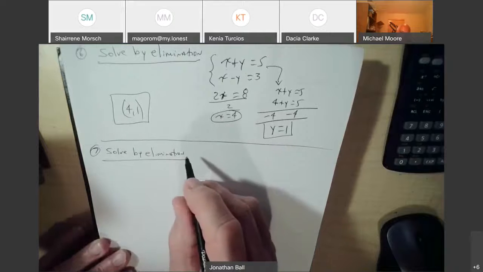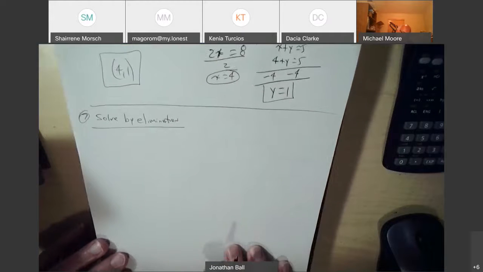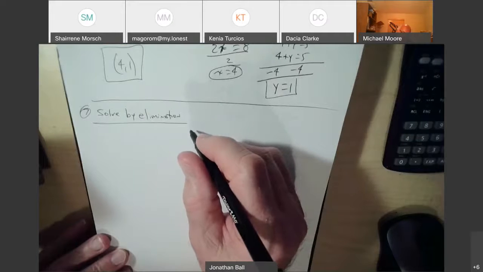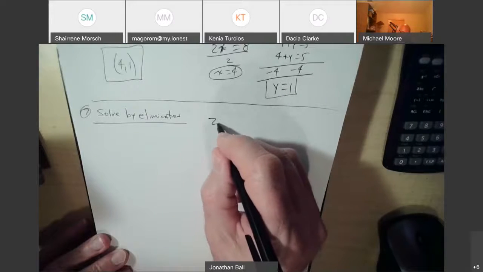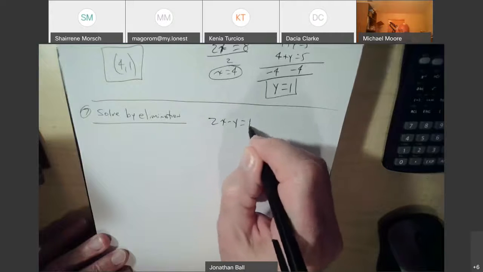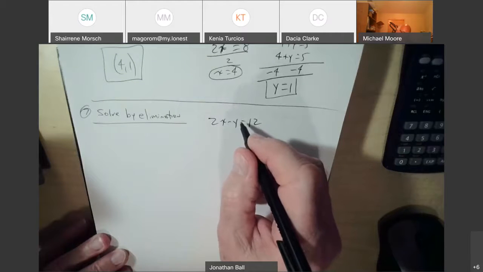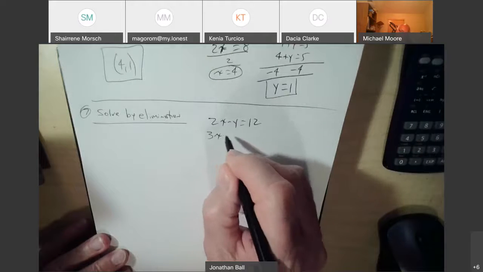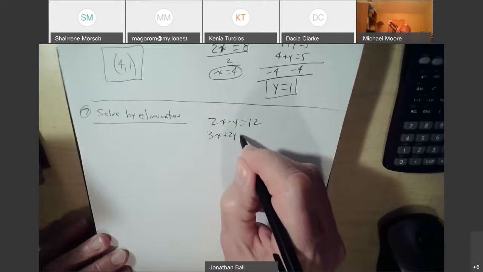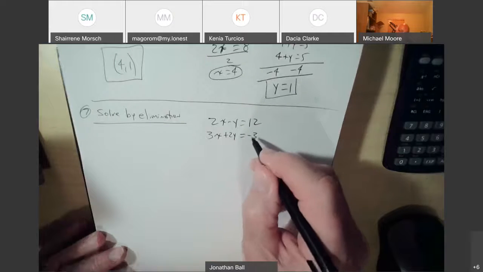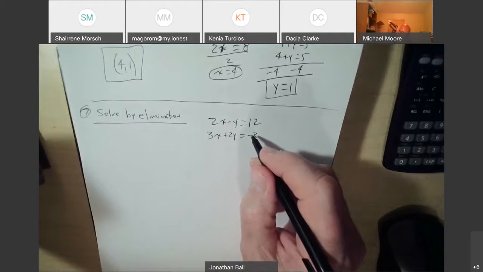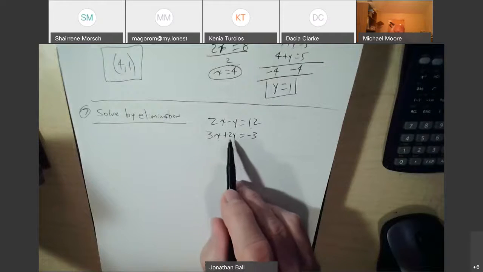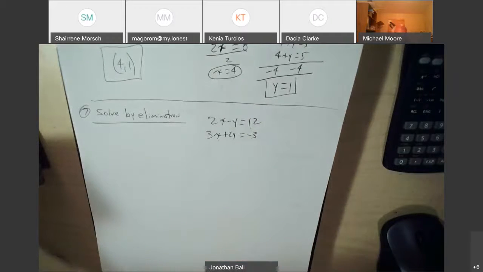Solve by elimination. We have 2x minus y equals 12, and 3x plus 2y equals -3. Let me make sure I got that perfectly in there. 2x minus y equals 12. 3x plus 2y is -3. That's right.